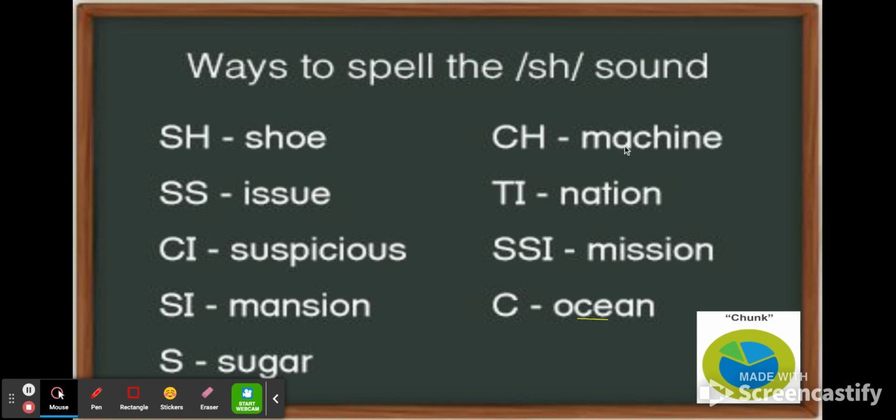CH as in sh, as in machine. TI makes the sh sound as in nation. Oh, here's a tricky one. SSI. What do you think that sounds like? Sh, as in mission. And then we have the single C. And in order to make the sh sound with the single C, we need an E next to the C, as in the word ocean. So be careful with that single C and the single S. All right, we're going to move on.